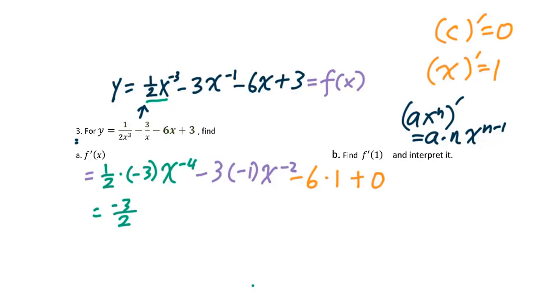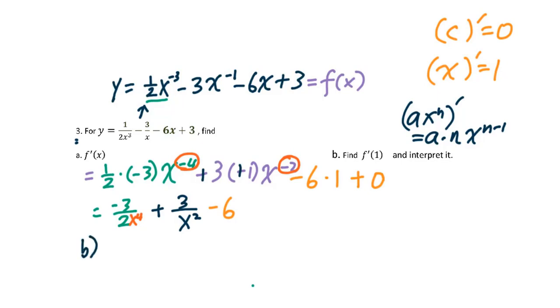This negative exponent cannot be the final answer, so we move it to the denominator, 4th power. The negative will be a positive, so plus 3 over x squared. Still, the negative exponent cannot be the final answer. Then minus 6.